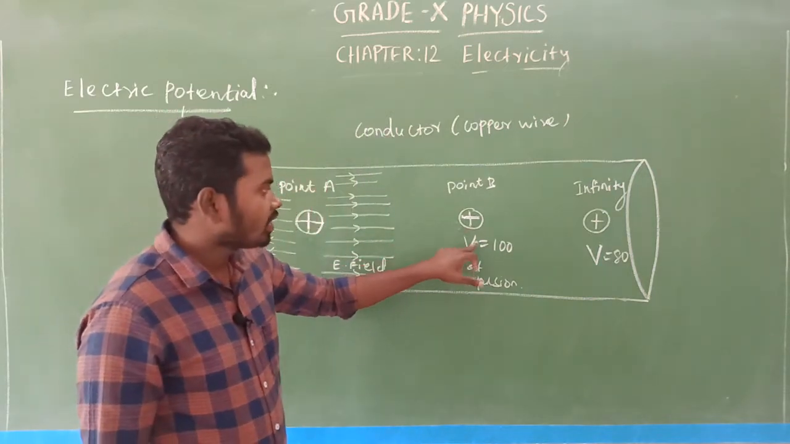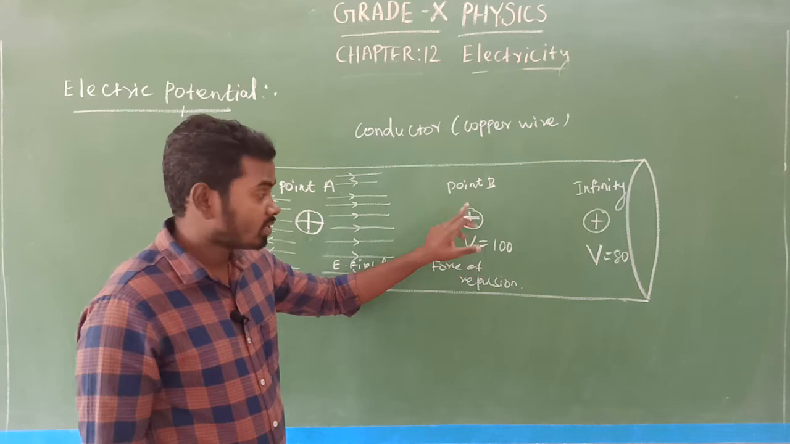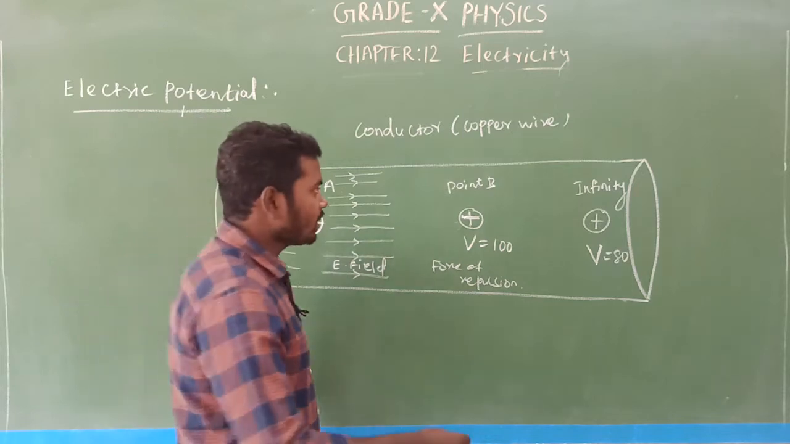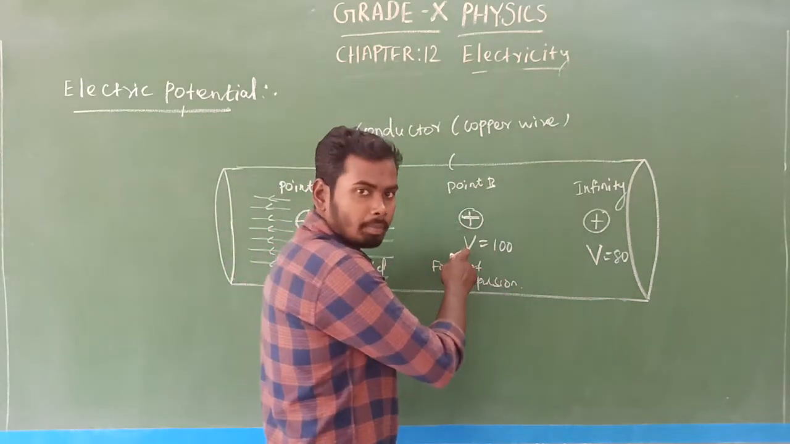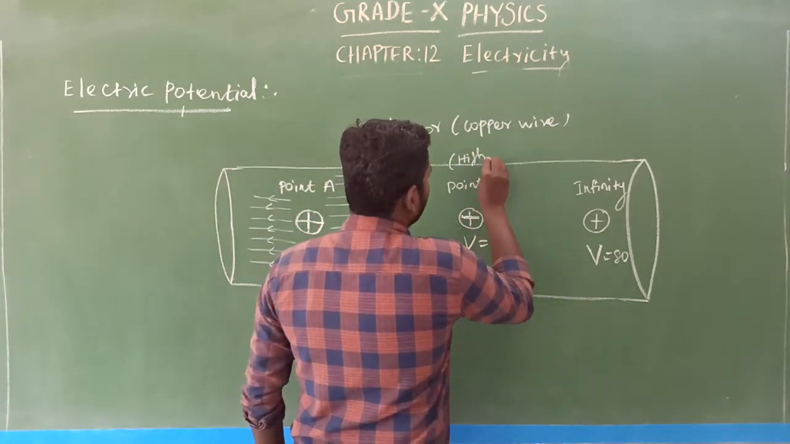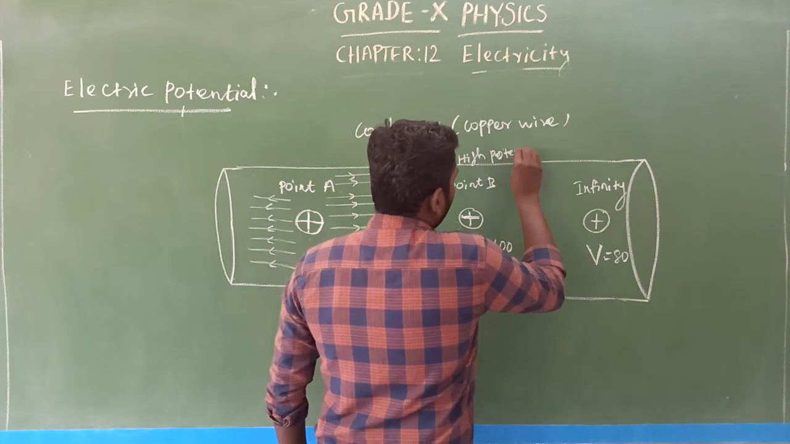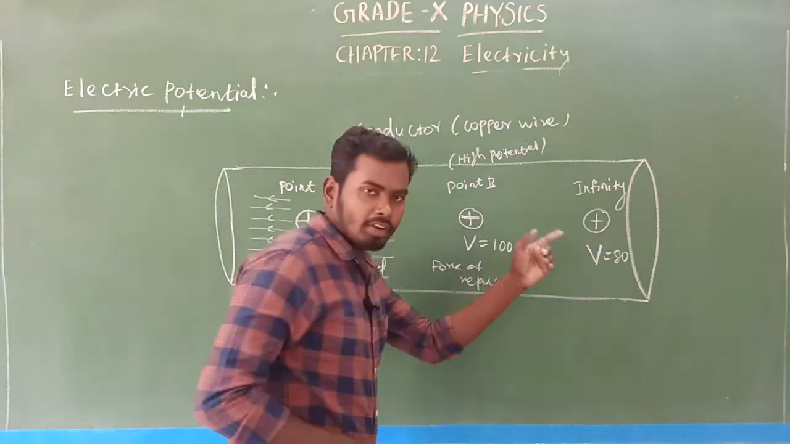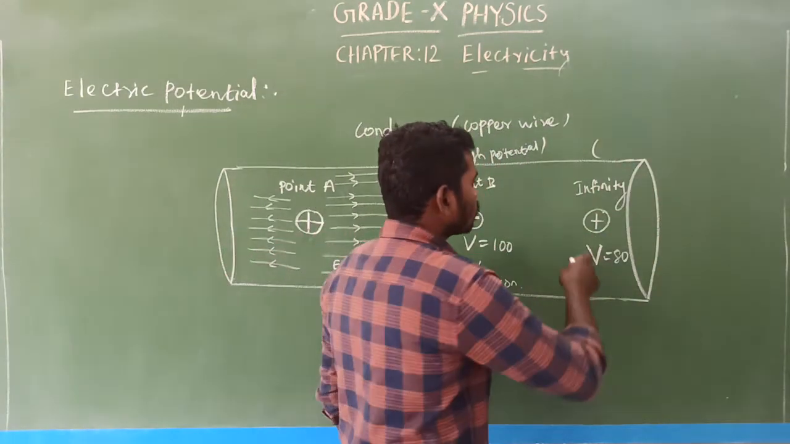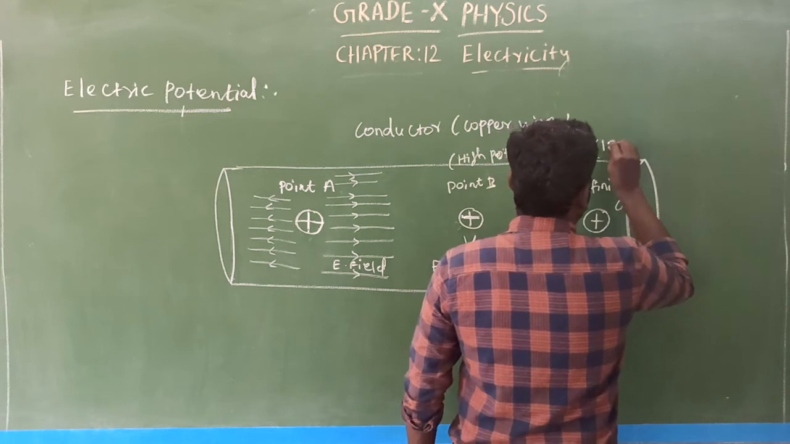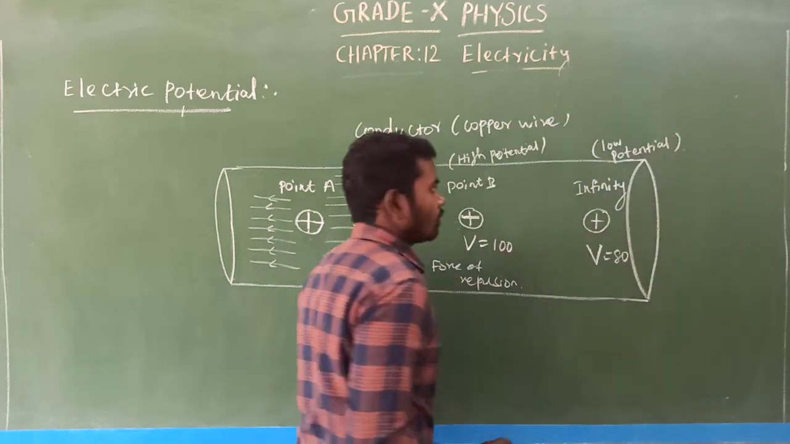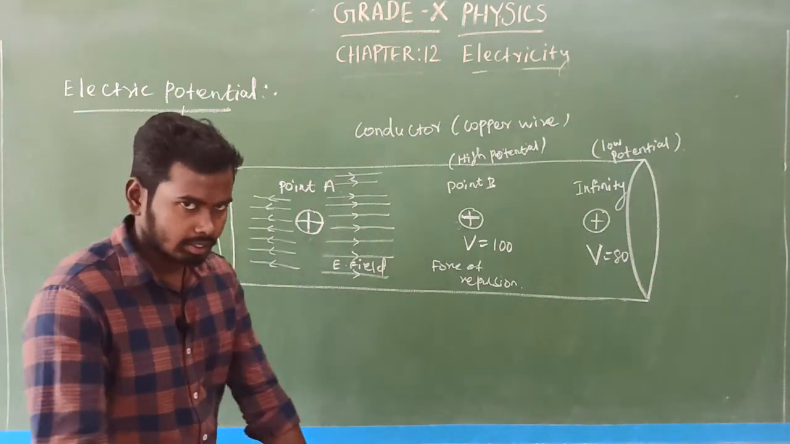So at point B, the charge potential will be high. So it is considered as high potential. At infinity, the charge potential will be less compared to point B. So infinity is considered as a low potential area. Is it clear? It's very easy.